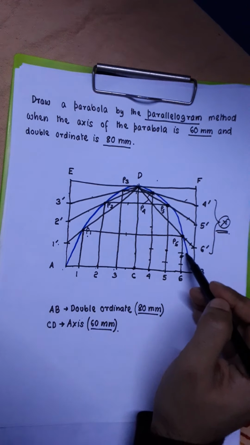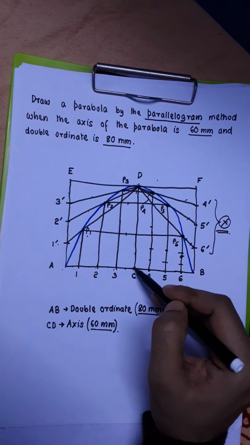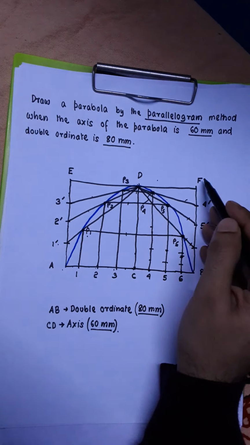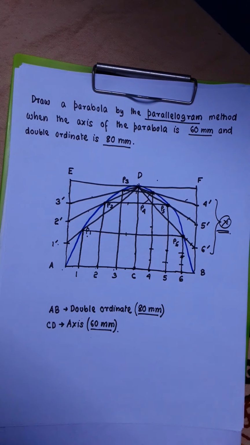The other half of the parabola can be obtained by repeating the same construction in the section CDFB of the rectangle AEFB. So this is how the parabola can be constructed by the parallelogram method or the rectangle method.